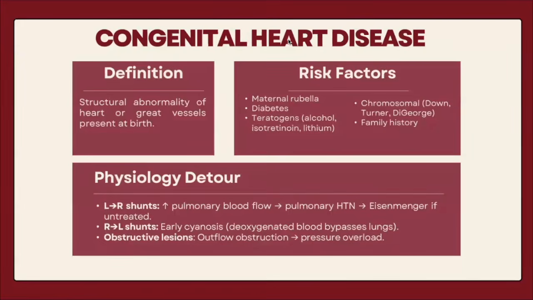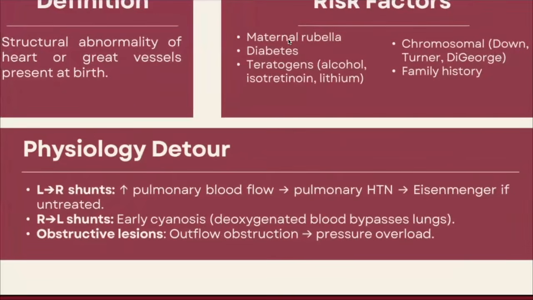So before we get into the diseases itself, there's two things you need to know: a left to right shunt versus a right to left shunt. A left to right shunt causes an increase in the pulmonary blood flow, which leads to pulmonary hypertension. So again, blood is moving more towards the right side of the heart. It's causing pulmonary hypertension and Eisenmenger if untreated.